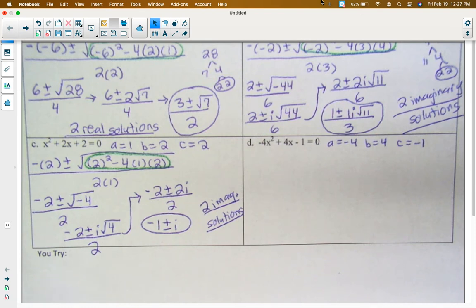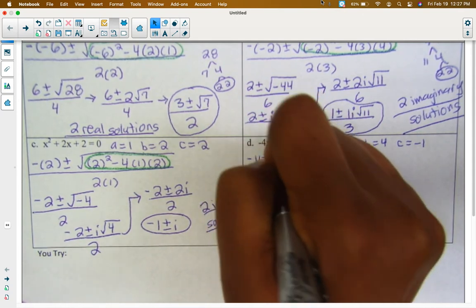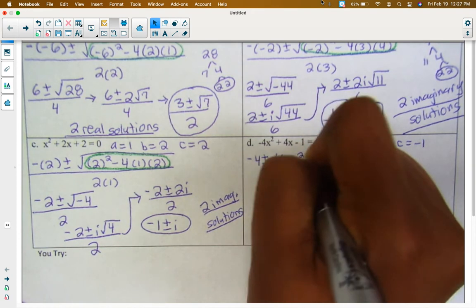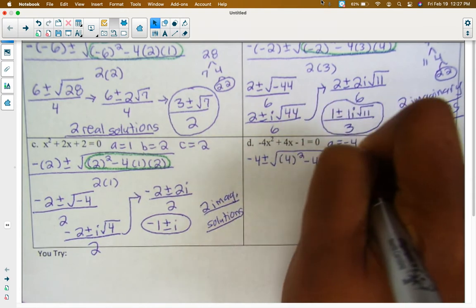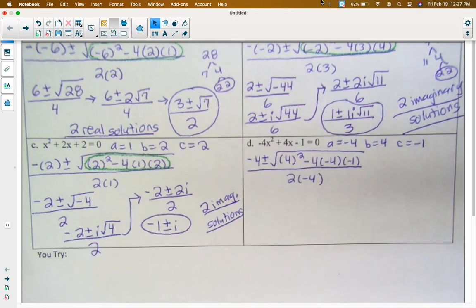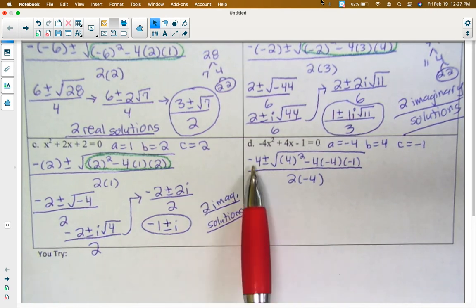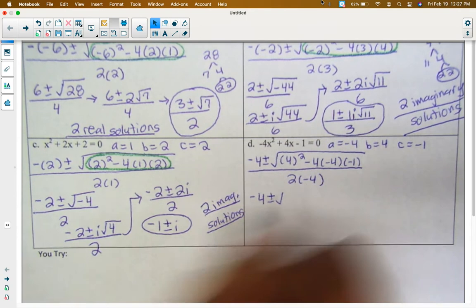Now I'm going to take these numbers and substitute them into the quadratic formula. So negative 4 plus or minus the square root of 4 squared minus 4 times negative 4 times negative 1, and this is all over 2 times negative 4. So I took the a, b, and c, and I carefully made sure I substituted a in for a, b in for b, c in for c. Now we will begin the process of trying to simplify this. I can't do anything with the negative 4 on the outside, so I just bring it down, plus or minus.